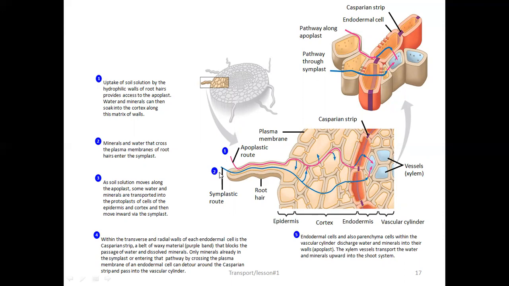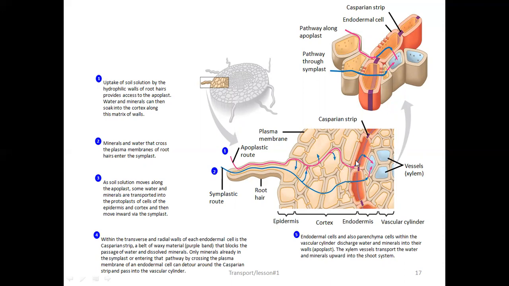Number 2, ये देखें, minerals and water that cross the plasma membrane of the root hairs enter the symplast. Cell membrane cross क्या? अब ये देखिए नंबर 3 कहाँ पर है? नंबर 3, as the soil solution moves along this apoplast pathway, some of the minerals are transported into the protoplast of the cells of the epidermis and cortex, and then they move. ये number 3, this is number 3.